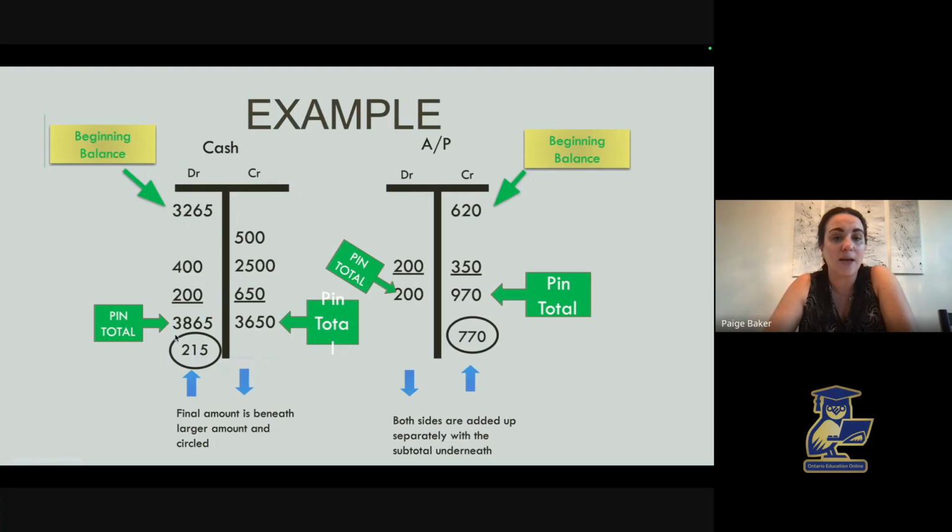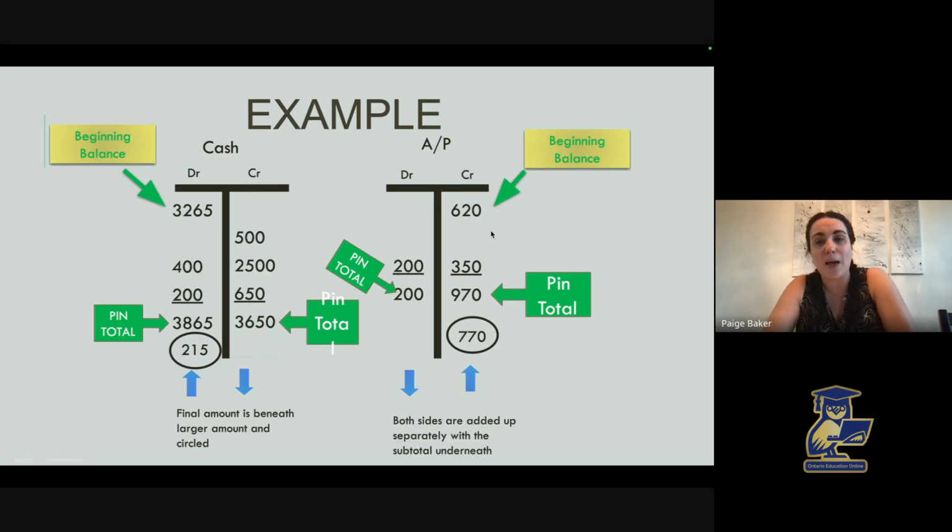So here I have a debit of $3,865 and another pin total of $3,650. Well, because my debit side is greater than my credit side, I'm going to subtract the smaller number from the bigger number, and I will get a total of 215. Okay, now this is going to show that this is my ending balance, and because that is my ending balance, I'm going to circle the amount.